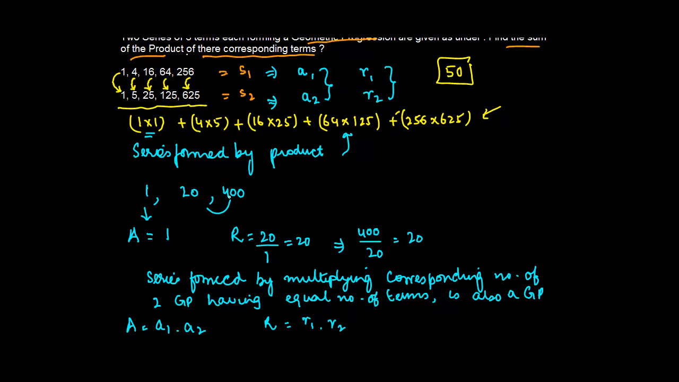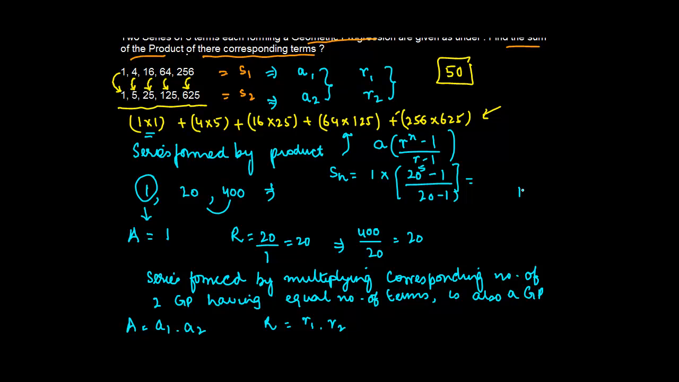Now since this is a GP, can you find the sum? The sum we know is what? A is how much for the revised GP? 1. So the sum is A times R to the power n minus 1 divided by R minus 1. R is how much? 20. So 20 to the power 5 minus 1 divided by 20 minus 1. Or you simply get 19, and 20 to the power 5 minus 1 on top.